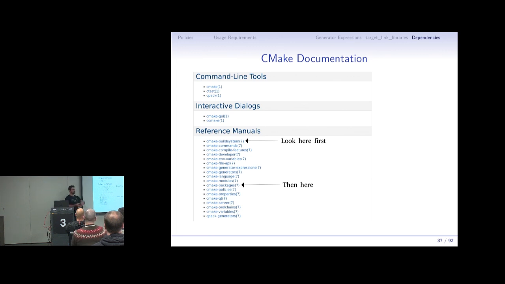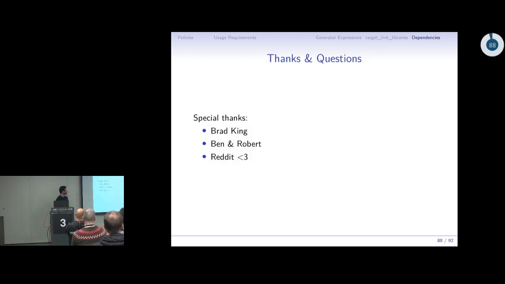That's like long form prose about how to define your build system, similar to this presentation. Then you would look at CMake packages. That is some documentation about how to create your own package files for your libraries. So yeah, just thanks to some of the CMake contributors, in particular Brad and Ben and Robert. And Reddit also gave me a lot of feedback for the content of this talk too.